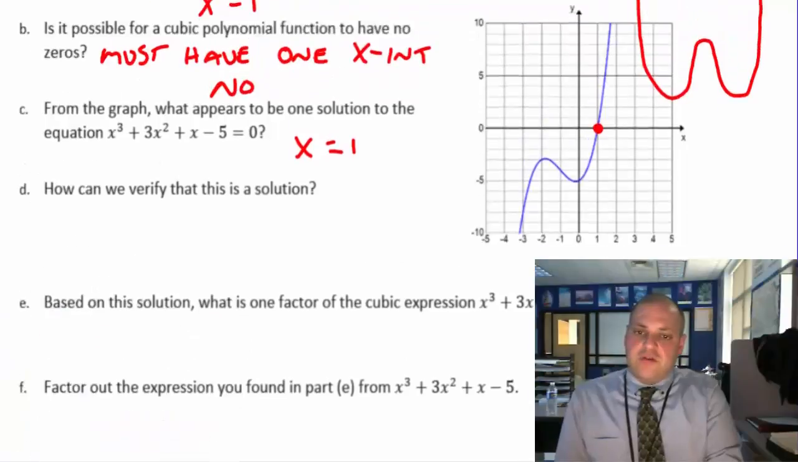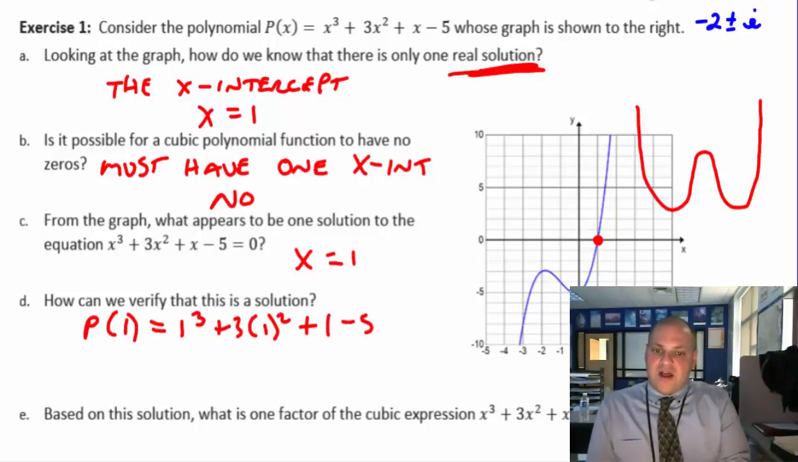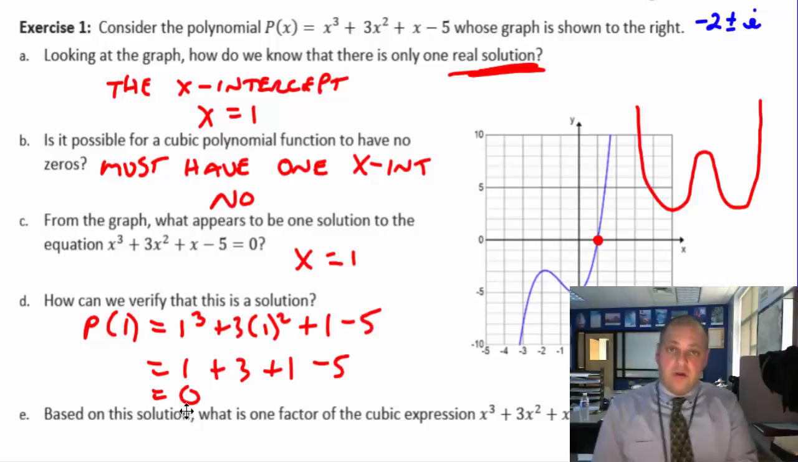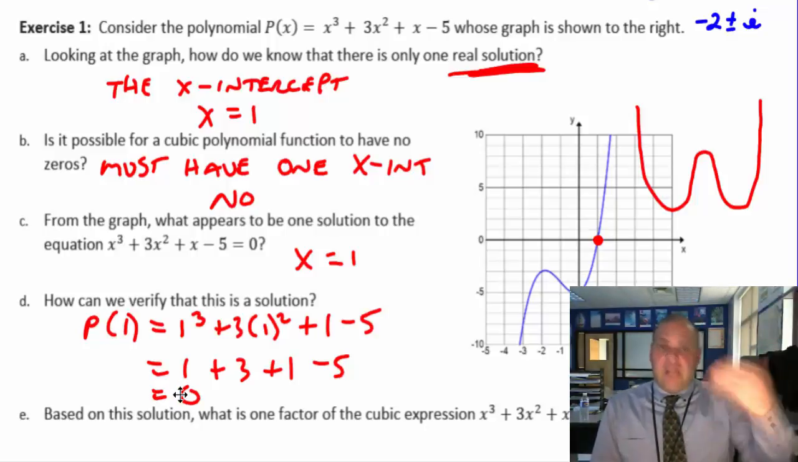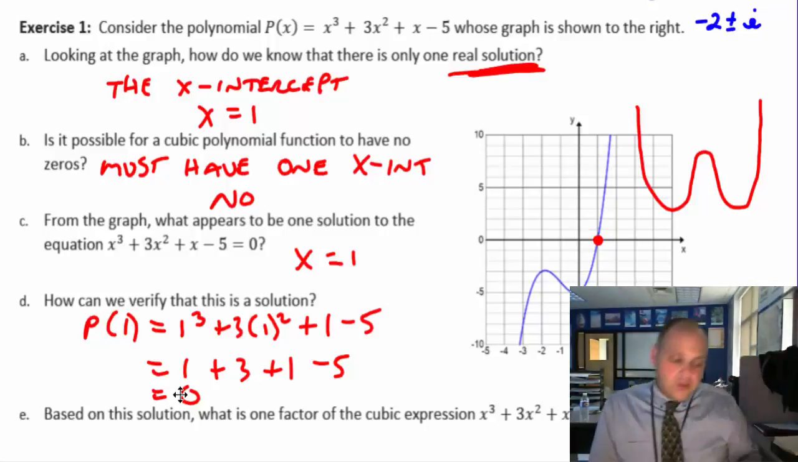Well, we can verify it's a solution by plugging it in. So we can do P of 1. P of 1 equals 1 to the third plus 3 times 1 squared plus 1 minus 5, and that'll give us 1 plus 3 plus 1 minus 5, and that'll give us 0. So P of 1 equals 0. Remember, P of each x-intercept should give us 0 all the time because the y is 0. All right, so that's how we would verify that it is a solution.